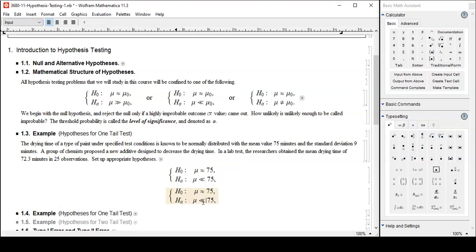One of the more common mistakes I see is something like this.